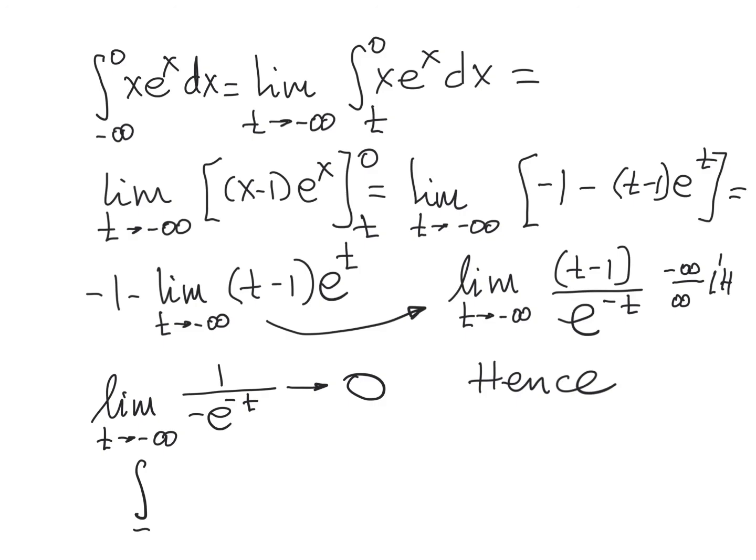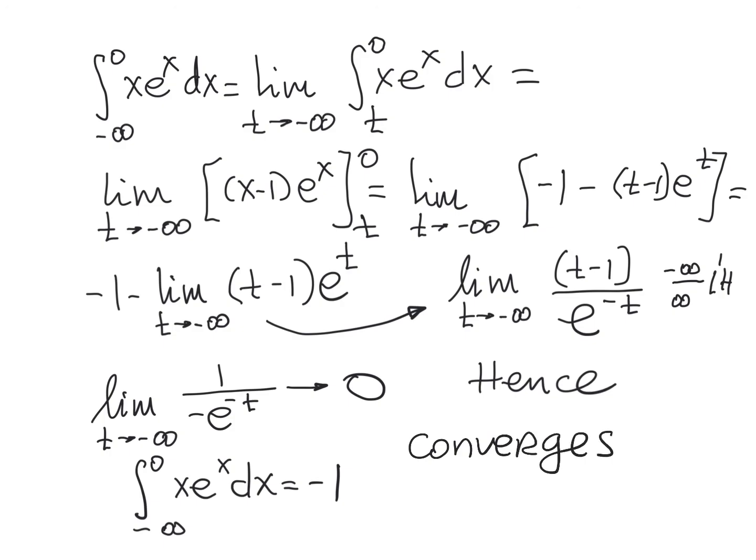So therefore, we can now conclude that the improper integral from negative infinity to 0 of x e to the x dx equals minus 1. So the area in that picture below the x-axis is equal to 1, and because it's below the x-axis, we write it as negative 1. Therefore, the improper integral converges to minus 1.